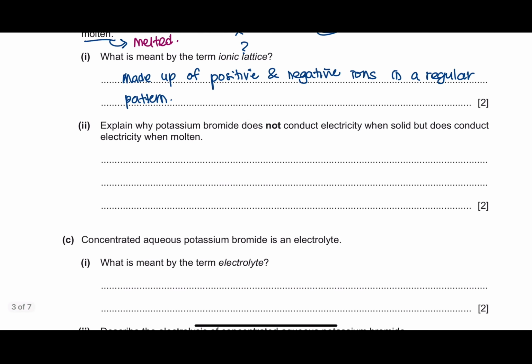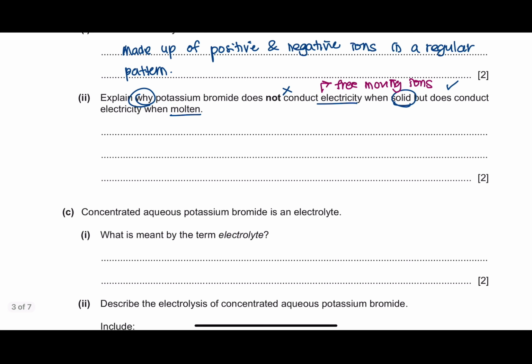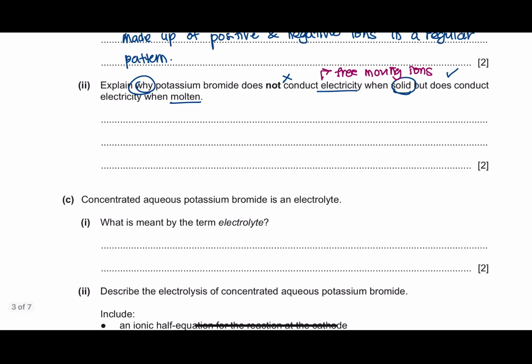Question 2. Explain why potassium bromide does not conduct electricity when solid but does conduct electricity when molten. So again, as we know, in order for electricity to be conducted, there must always be free moving ions. And ions are not able to move in a solid state. However, when they are melted into liquid, there can always be free moving ions. So you could simply answer and say that in solid, ions do not move, but when molten, the ions are mobile. Mobile means they are free to move.